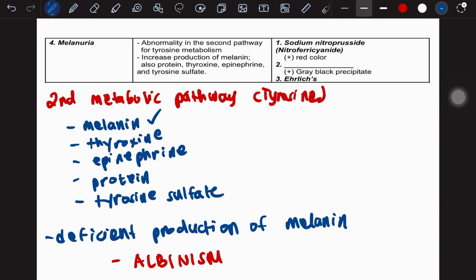So, for our method of testing, we have sodium nitroprusside or nitroferricyanide, which produces a red color, a positive result. So, this next one is, please write, ferric chloride. What is the color in the ferric chloride test? That is a gray-black precipitate. And you also have your Ehrlich's. So, many are tested with ferric chloride. So, please remember the positive results.